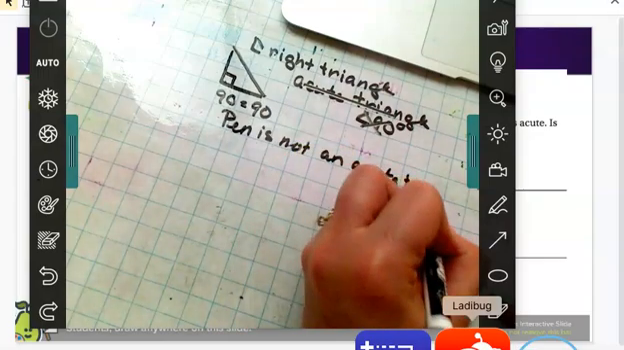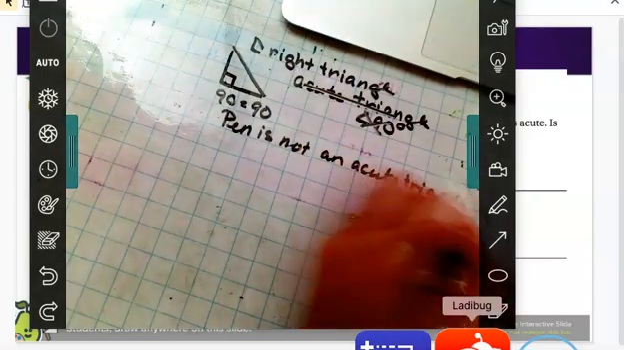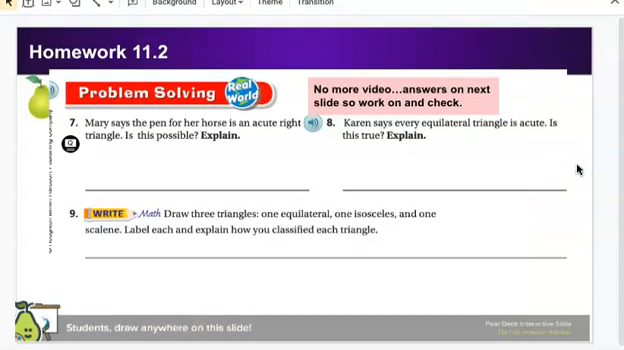All right, make sure that you start writing those solution statements. What's the other problem you had? Next, Karen says that every equilateral triangle is acute. Is that true? Well, actually it is true. Let me show you why.